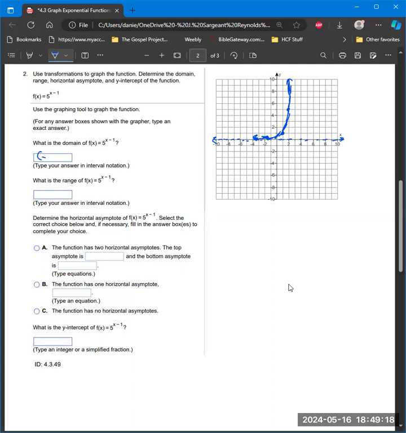So the domain is negative infinity to infinity. My range is 0 to infinity. I have a horizontal asymptote, or just one of them, at y equals 0. And the y-intercept is at 0, 1/5.